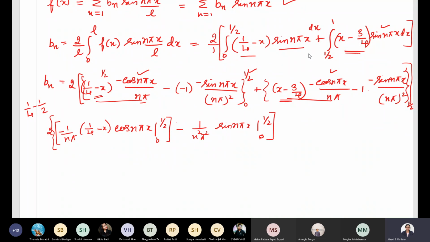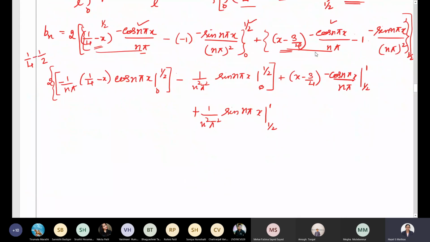Now take the second term: plus x minus 3 by 4, minus cos n pi x divided by n pi, limits vary from half to 1. Minus and minus will become plus 1 by n square pi square sin n pi x, limits vary from half to 1. Even this question has been asked in the question paper. You work out along with me so that it will become easier for you all.